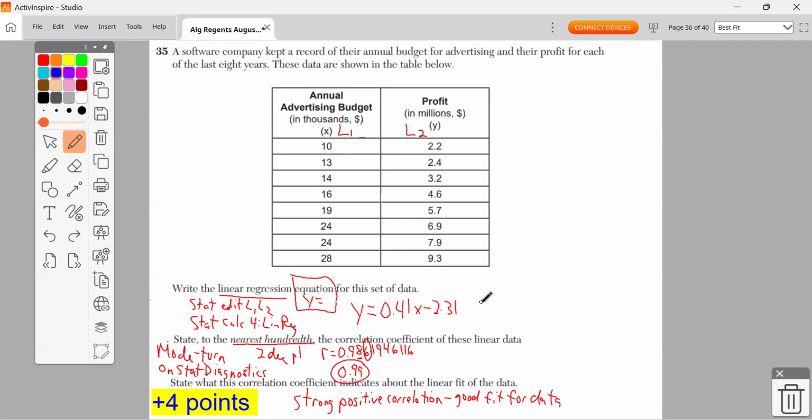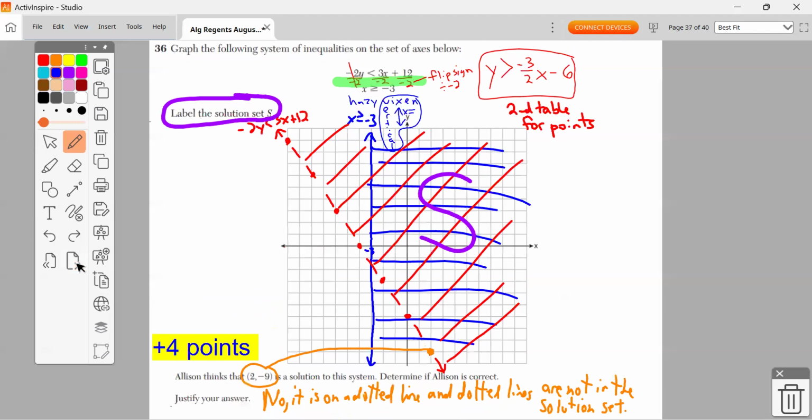State what this correlation coefficient indicates about the linear fit of the data. Anything that's close to 1 or -1 is a strong correlation. This is a positive 0.99, so it would be a strong positive correlation. And that means that it's a good fit for the data. You have to say strong positive correlation. 2 credits for the equation, and then 1 for your R value and 1 for strong positive correlation.